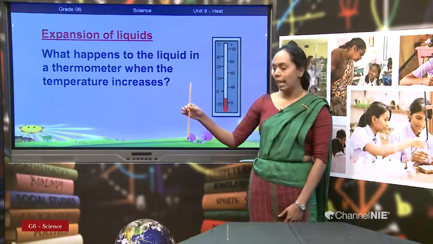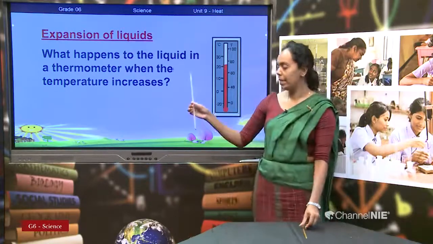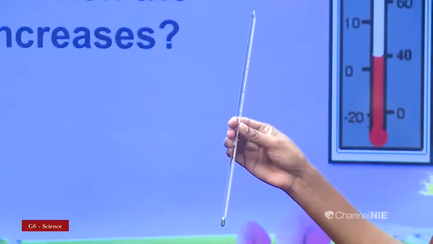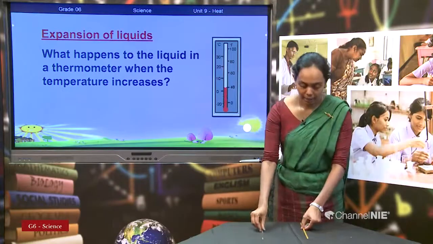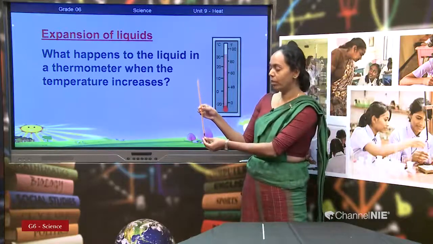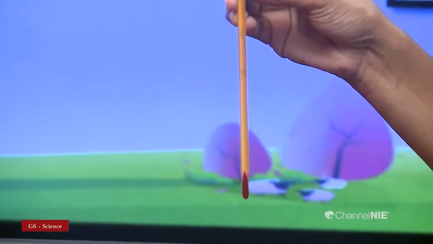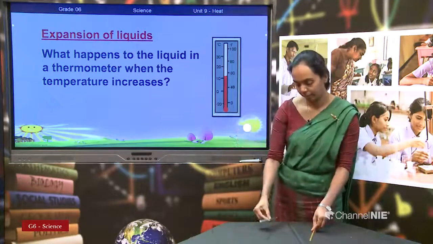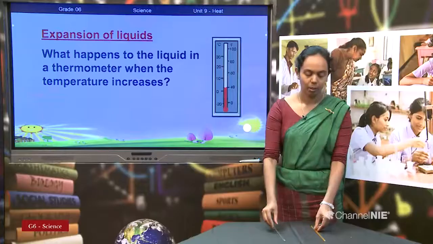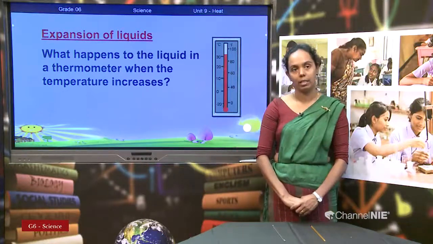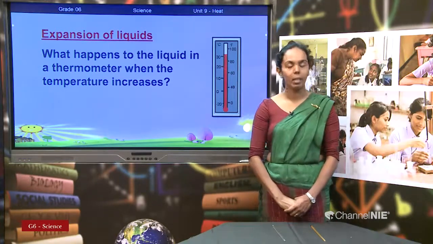This one we call an alcohol thermometer. And this one we call a mercury thermometer. In an alcohol thermometer, the bulb of the thermometer is filled with alcohol. In a mercury thermometer, the bulb of the thermometer is filled with mercury. You know, this mercury and alcohol are examples of liquids. Now we will see what happens to the liquid of a thermometer when we are supplying heat.